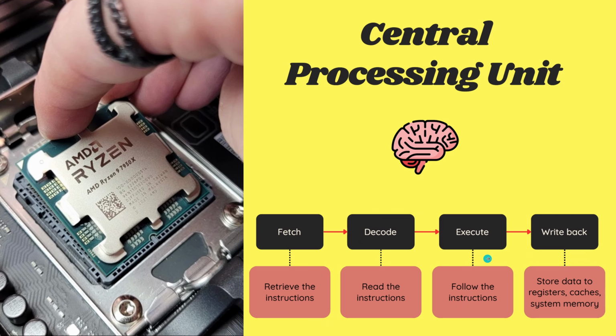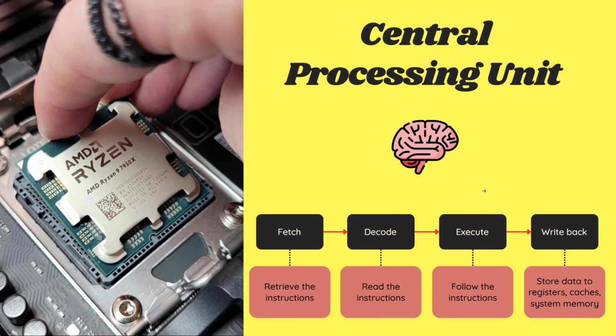Right, so the CPU is like the human brain. It is the one that processes every piece of information it receives. The CPU follows these 4 core steps only: retrieve the instruction, decode the instruction, execute the instruction, and finally write back the result. And it's going to write back to the register, the cache, and then the system memory.